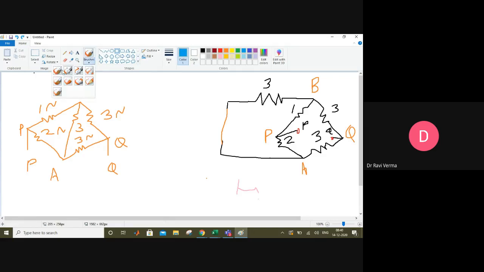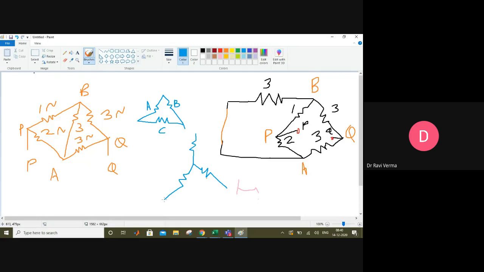Sir, what is a delta connection? Delta connection means the 3 resistors are connecting the 3 nodes A, B, C like this. Delta shape you have seen, like a triangle type of shape. So this is the delta connection, and star means all the 3 resistors are connected to one junction. So this is the star one. Look, it looks like a star. So first one is the delta, second one is the star.